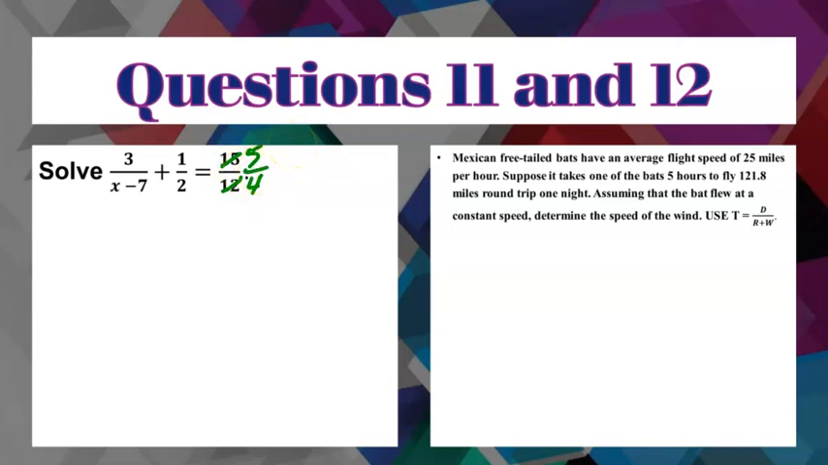And just like what we did earlier in the review, I want to get rid of my denominators. To get rid of my denominators, I'm just going to multiply everything by the least common multiple. And the least common multiple is 4 times x minus 7. And why is it 4 times x minus 7? Well, the common multiple of 4 and 2 is 4. And then I have to use the other factor of x minus 7. So I'm going to multiply everything by 4 times x minus 7.